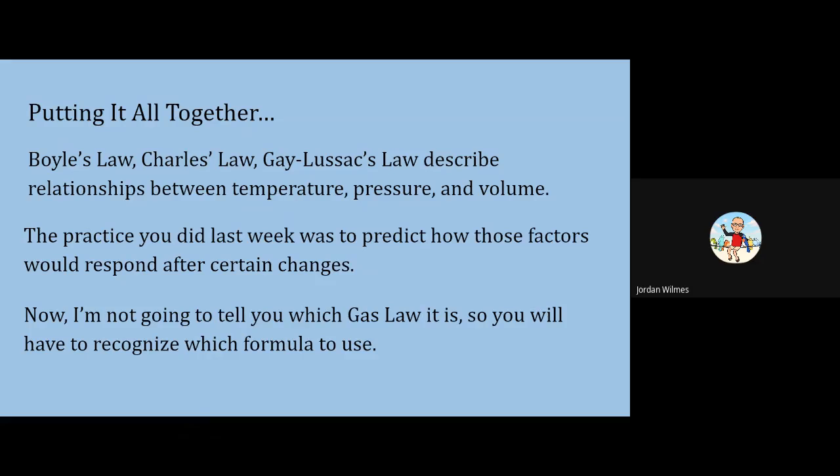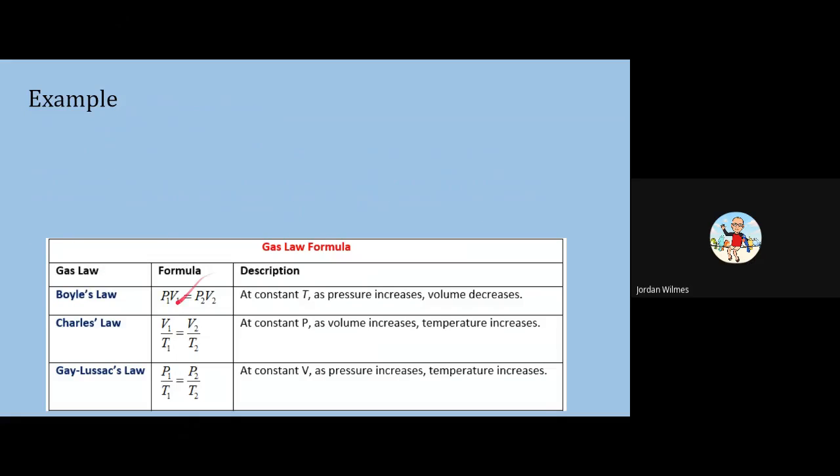Now, on the test, it's not going to be like that. It's going to give you a problem, but you're going to have to decide which one of these it is. You're going to have to evaluate what variables are being manipulated and which variable is being held constant, and that's going to help you decide which one of these three gas laws you're going to have to use. So I want to give you an example of the process of working through that. Let's look at an example together.